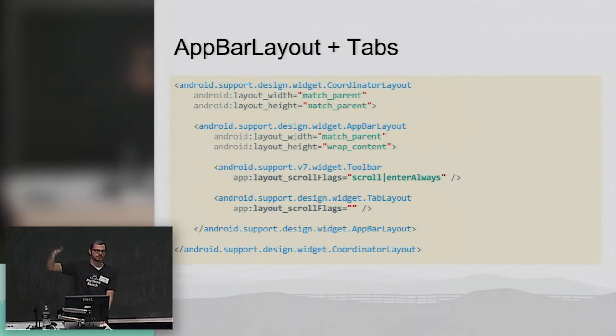And you can do some really interesting things with the scrolling there, too. As you see, I have different scroll flags on the two widgets. By leaving off scroll flags on the tab layout, I'm saying I don't want this to be affected by the scrolling that the user does. So I have the scroll flags on the toolbar. The toolbar will go off the screen. On the tabs, I have no scroll flags, which means the tabs will be anchored at the top of the screen even as the toolbar moves on. So that's how you would anchor tabs to the top of the screen.